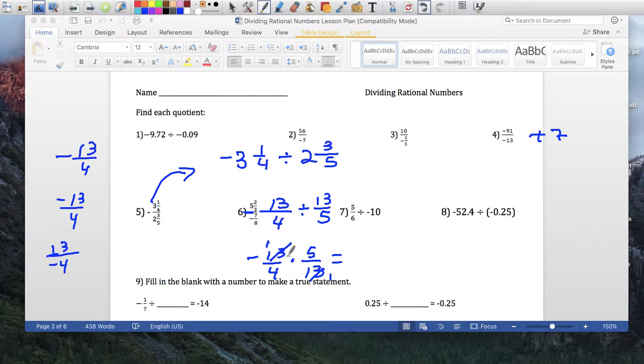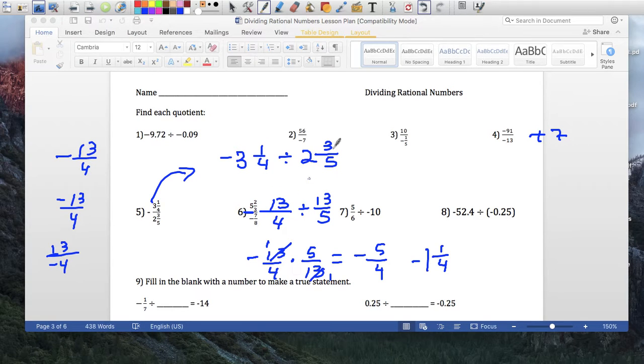Now I'm ready to multiply. So it's a negative times a positive, so it's going to give me a negative. 1 times 5 is 5, and 4 times 1 is 4. You can leave it like that, or if you change the mixed number, 4 goes into 5 1 time, 1 left over 4, negative.